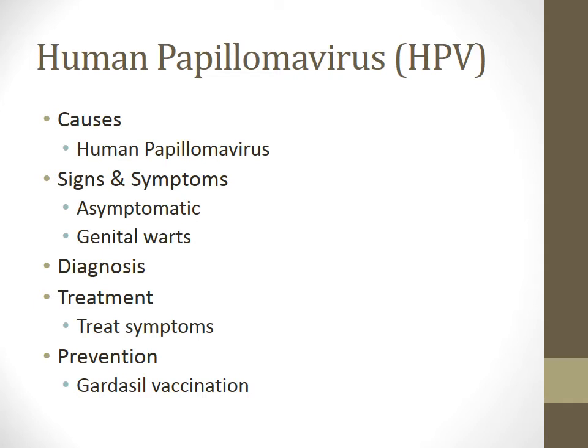A big thing we need to talk about here is prevention. There's actually now the Gardasil vaccination that's out. It is also recommended for boys and girls now. Before it was just girls, now it's boys and girls between the ages of 9 to 26 for prevention. There are 3 IM injections over 6 months. They get the initial injection, the second 2 months after that, and the third 6 months after the initial.